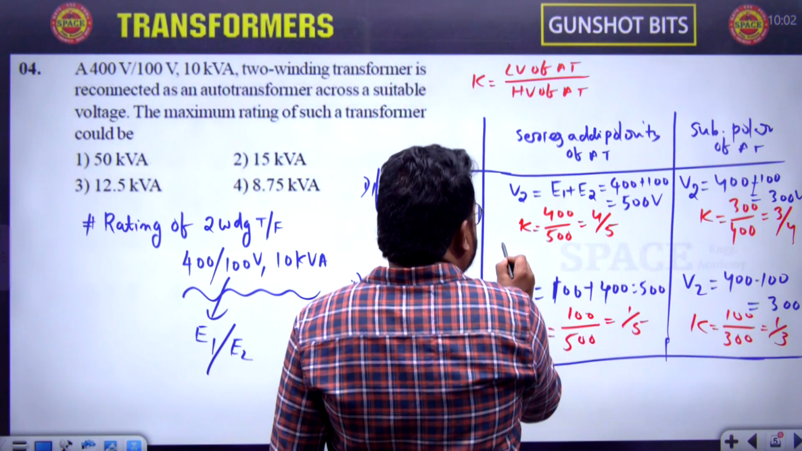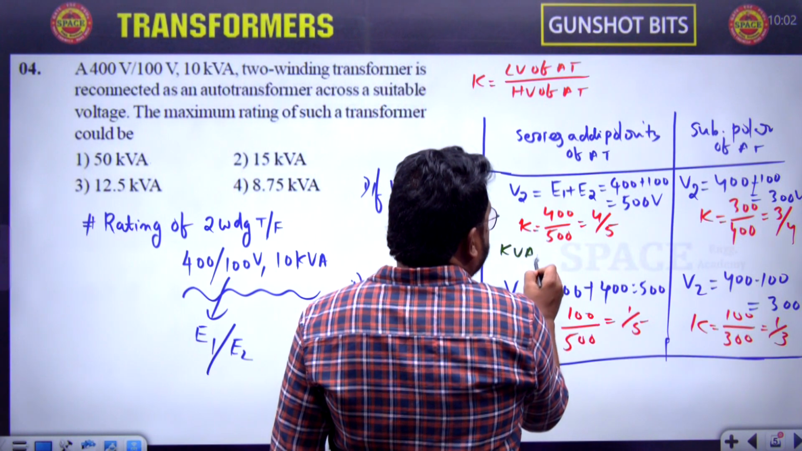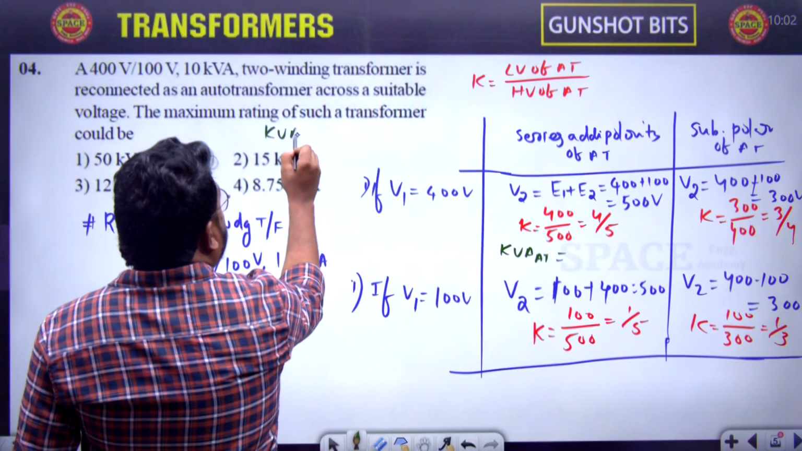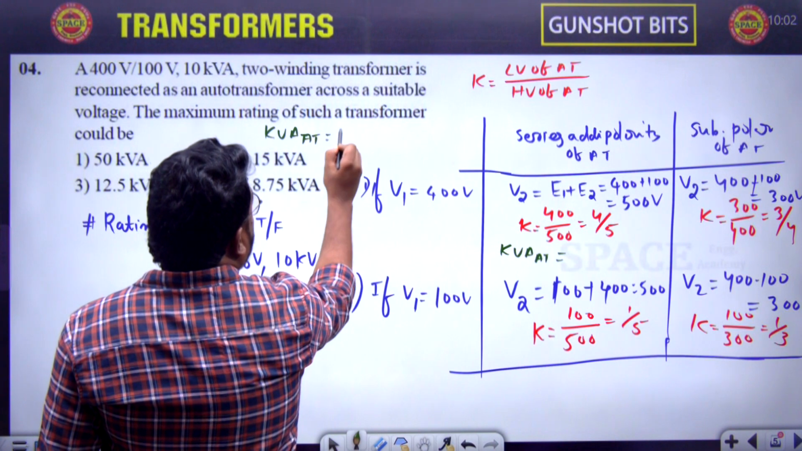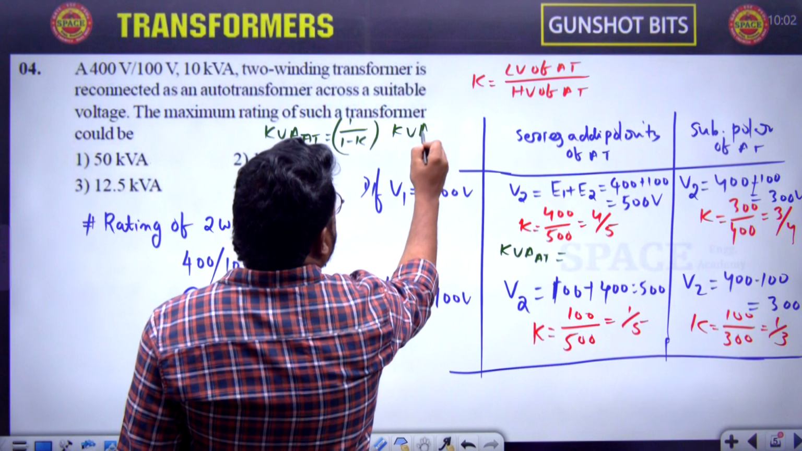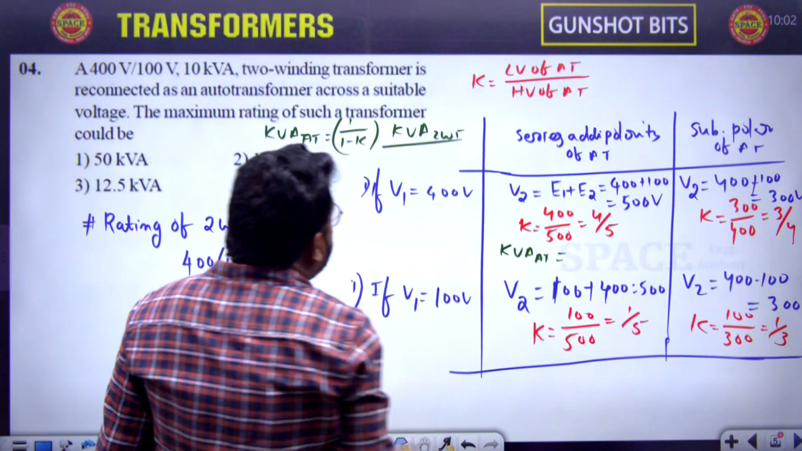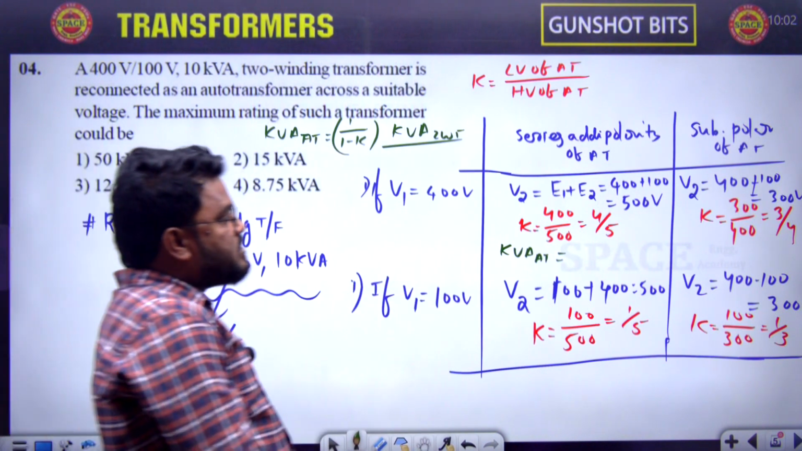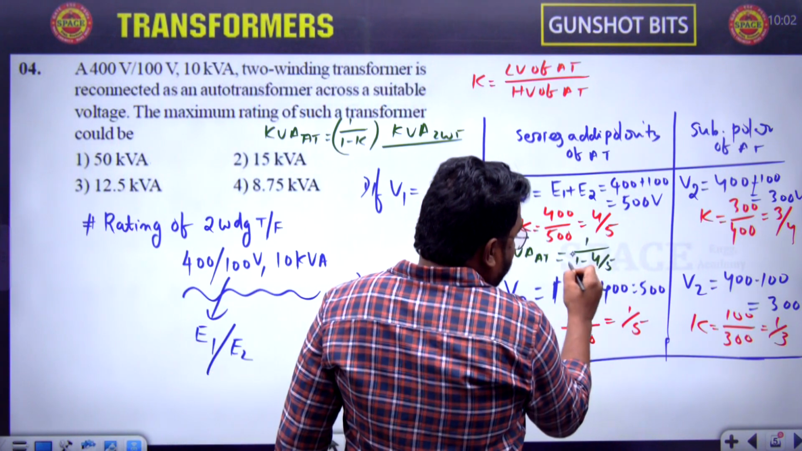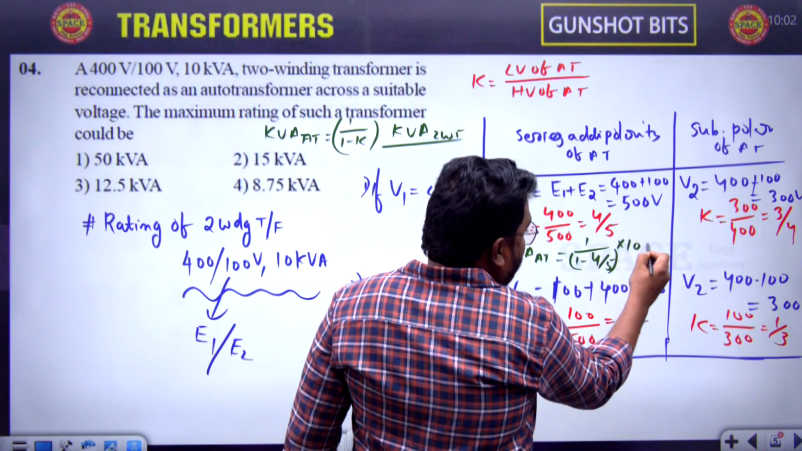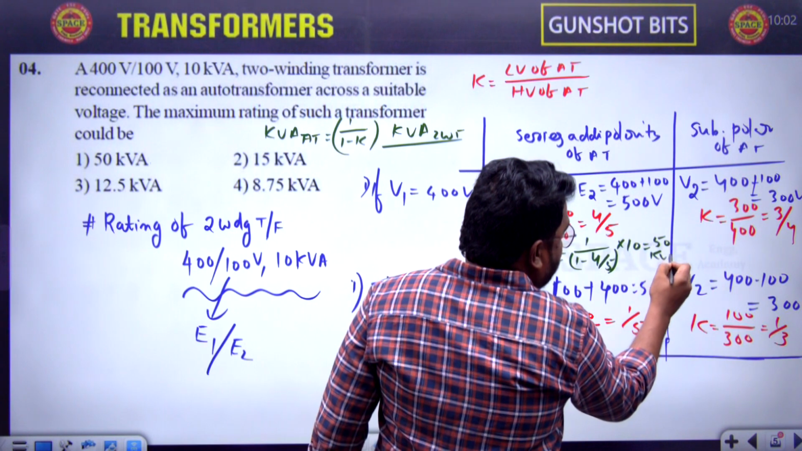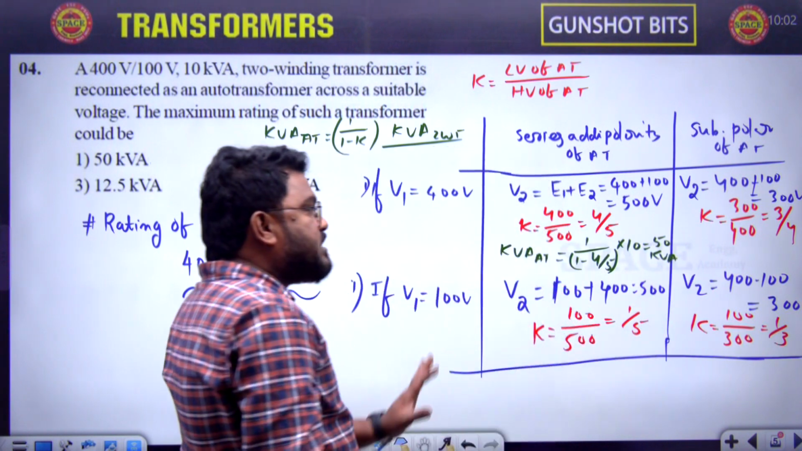So K is the transformation ratio, and the KVA rating of the auto transformer is 1 by 1 minus K times the KVA rating of the two winding transformer. This is the formula. So 1 divided by 1 minus 4 by 5, multiplied by 10 kVA, where 4 by 5 is K. So it is equal to 50 kVA. So in the first case we got 50 kVA.